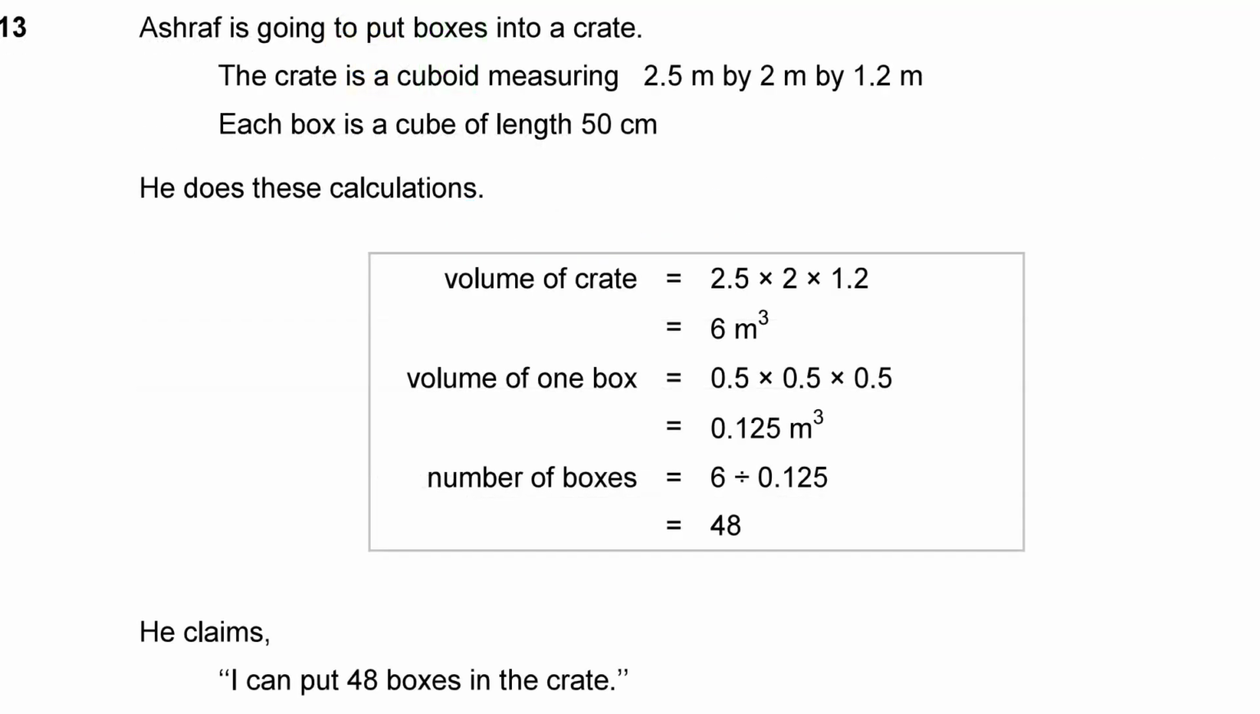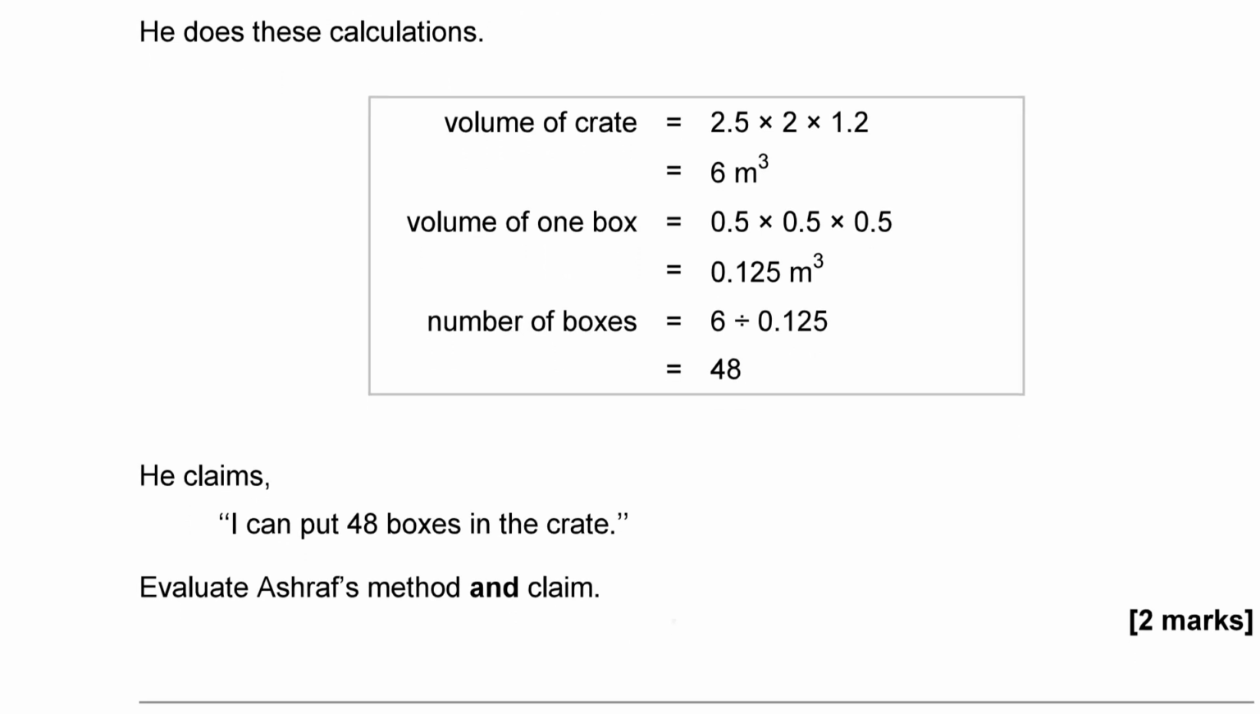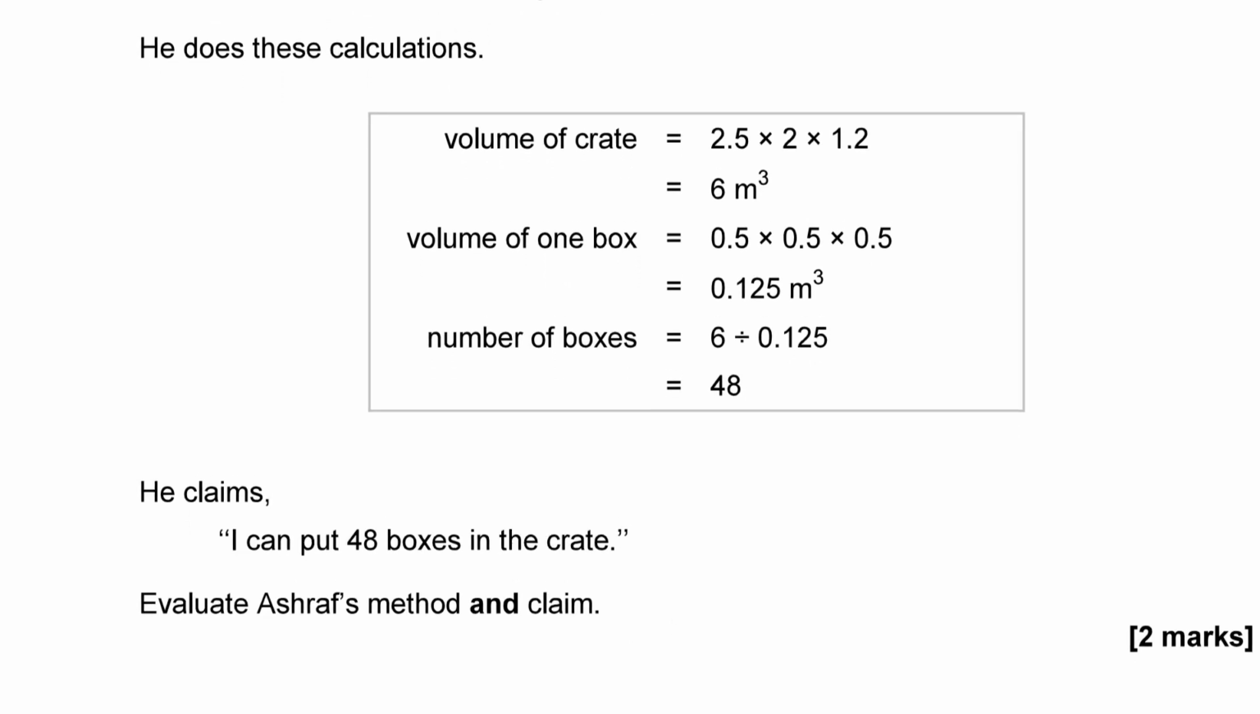Question 13. Ashraf is going to put boxes into a crate. The crate is a cuboid measuring 2.5 meters by 2 meters by 1.2 meters. Each box is a cube of length 50 centimeters. He does these calculations. Volume of the crate is 2.5 times 2 times 1.2, which is 6 meters. Volume of one box is 0.5 times 0.5 times 0.5 equals 0.125. Therefore, the number of boxes is 6 divided by 0.125, and that's 48 boxes. He claims I can put 48 boxes in a crate. Evaluate Ashraf's method and claim.